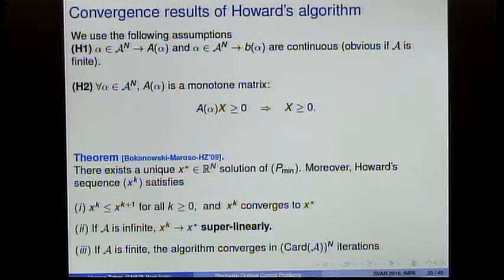Then what you can prove is that the sequence that you compute by Howard algorithm is actually an increasing sequence that converges to the solution. And if A is infinite, then you have the superlinear convergence. And also, if A is finite, and since your sequence is increasing, then you have a finite number of iterations to perform.